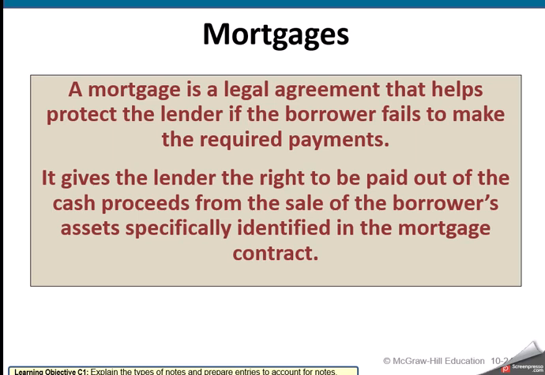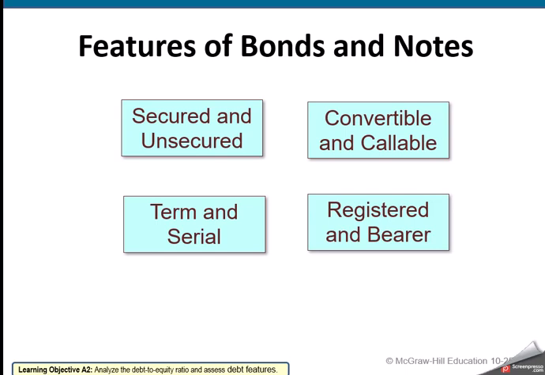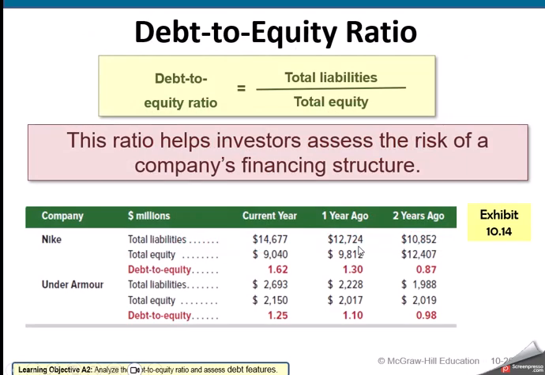Mortgage, again, same scenario except for longer term, and the building is going to act as the collateral on that mortgage. So then some features of bonds. So bonds and notes can be secured or unsecured. The notes are probably more common for the secured and unsecured. So secured means there's some sort of collateral backing it. Bonds can be convertible or callable, so they can convert into shares of stock, or they could be called early. They could be term or serial bonds, and then they're registered or bearer. So registered is to a person's name, the bearer is to whoever holds the bonds.